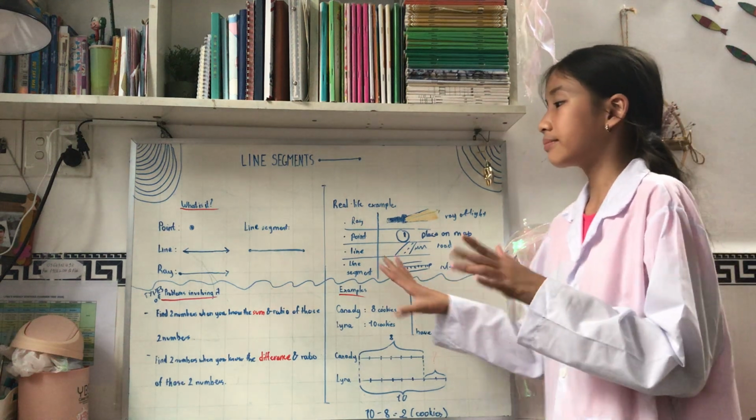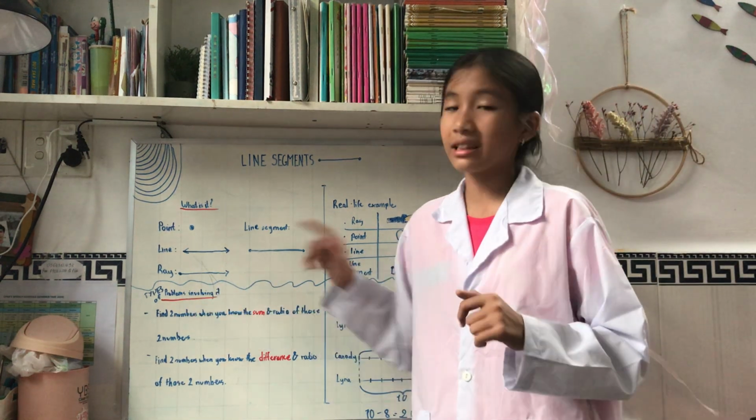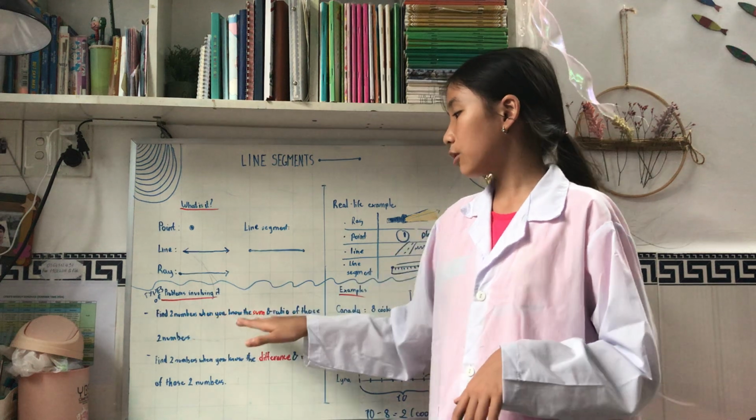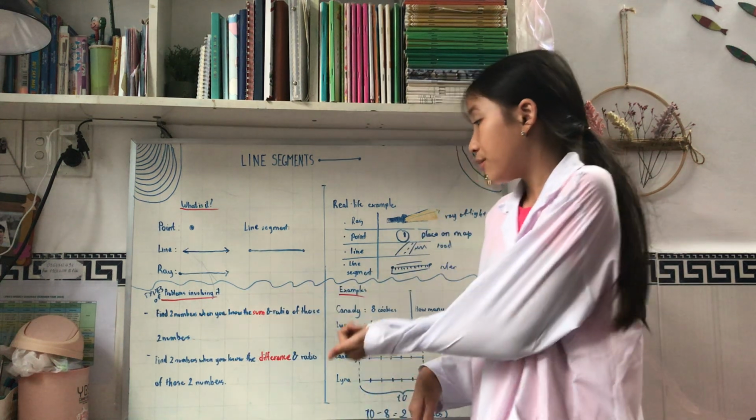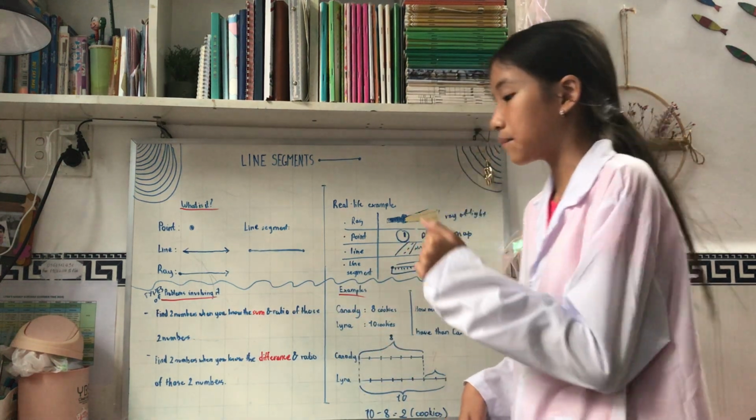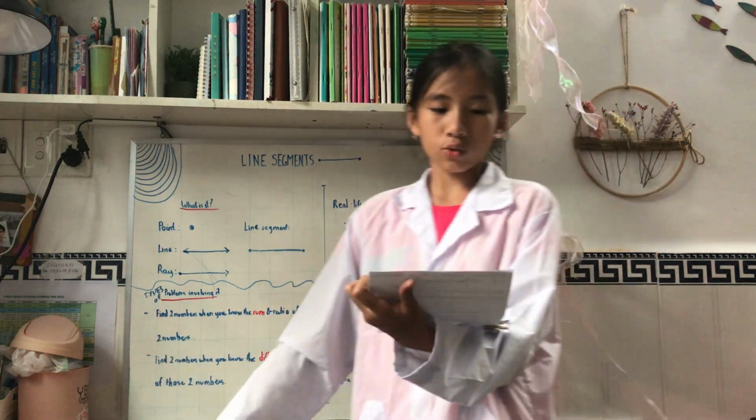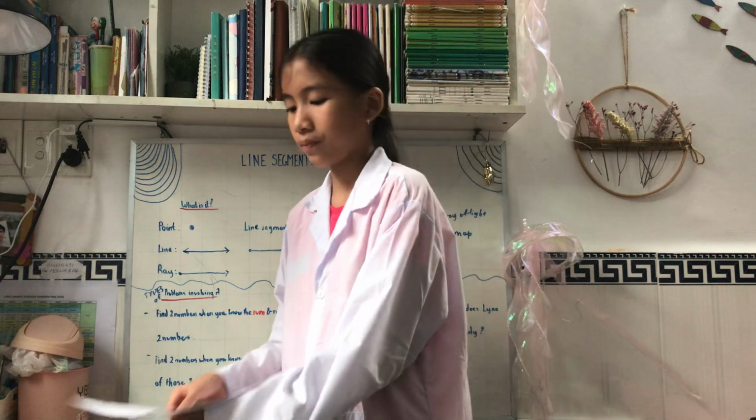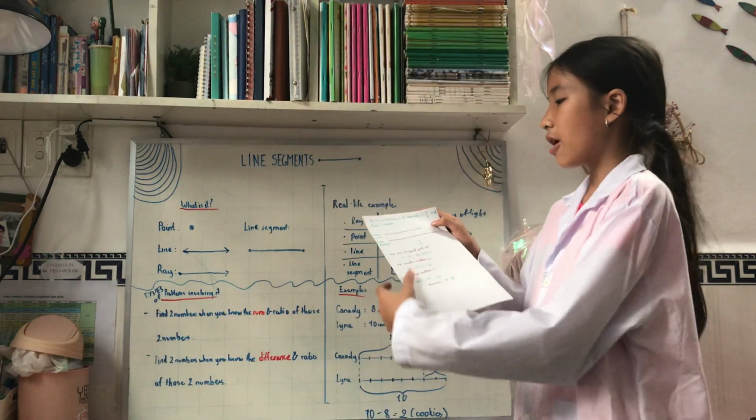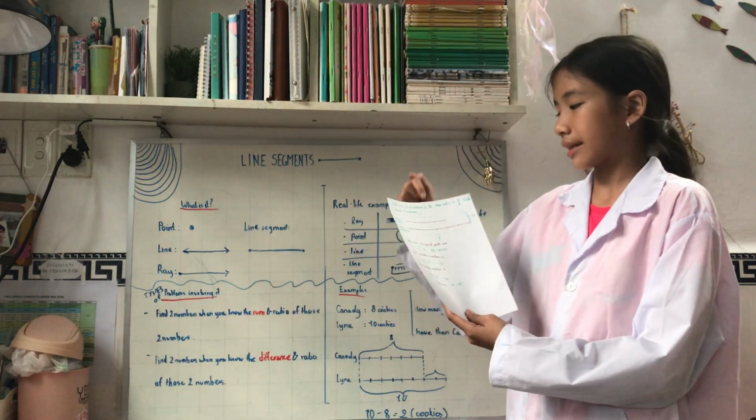How about the types of problems involving it? Like I said before, find 2 numbers when you know the sum or the difference and the ratio of those 2 numbers. Well, I have 2 examples here. The first one is this example. The sum of 2 numbers is 96.